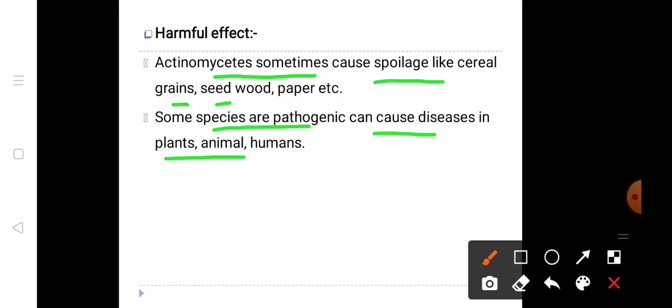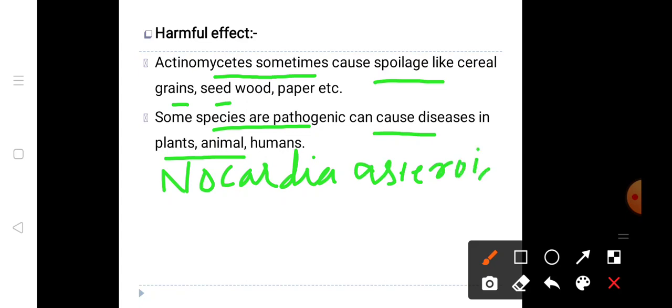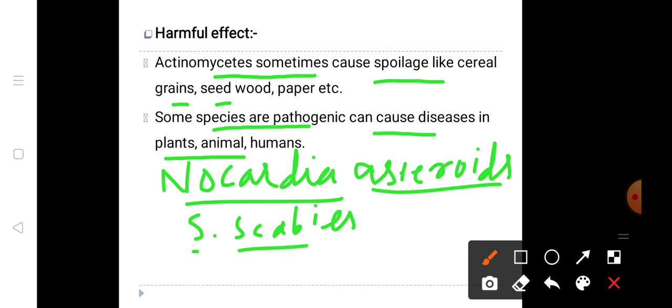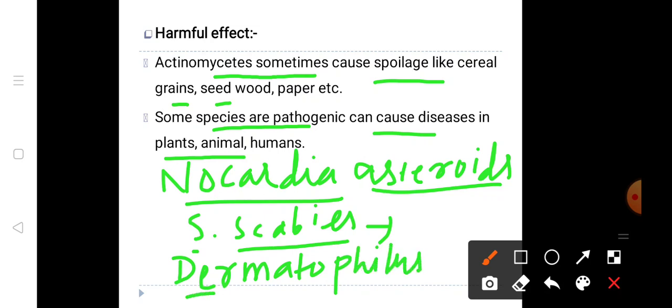For example, Nocardia asteroides can cause lung infection. Another example is Streptomyces scabies, which can cause scab disease in potato plants. Similarly, Dermatophilus is one species that can cause skin infection.